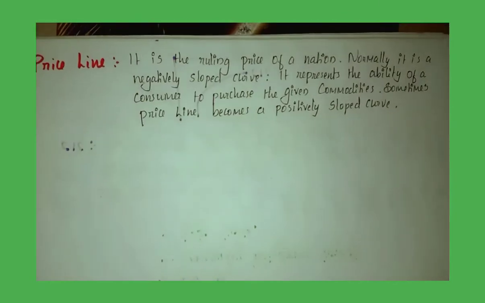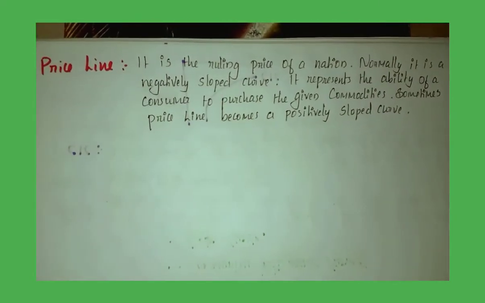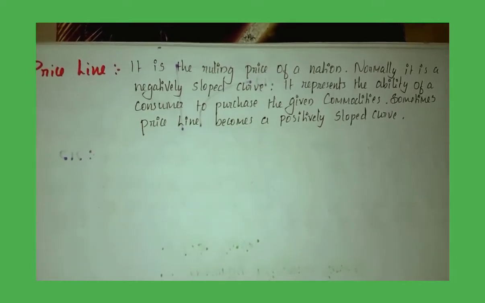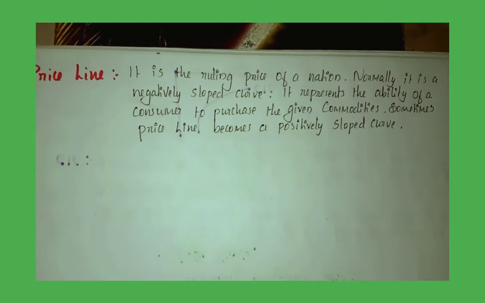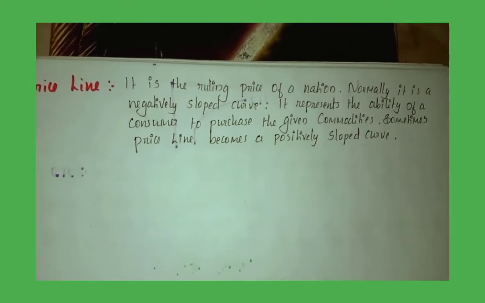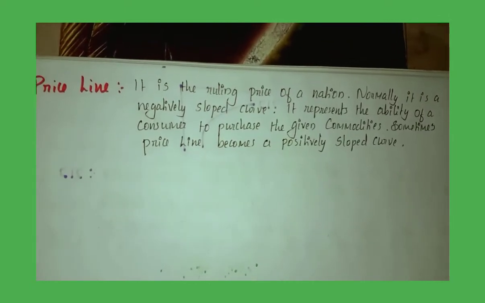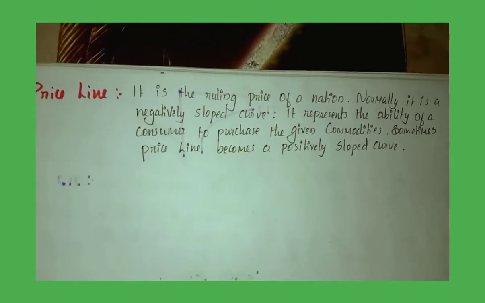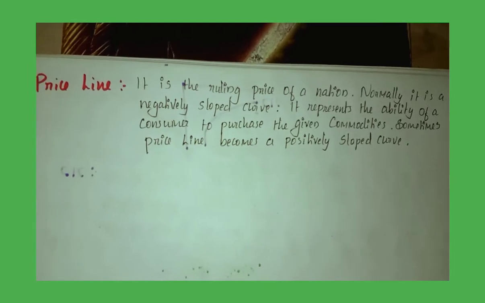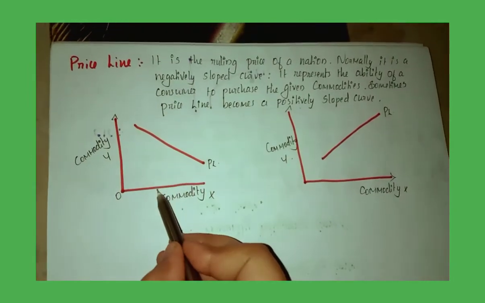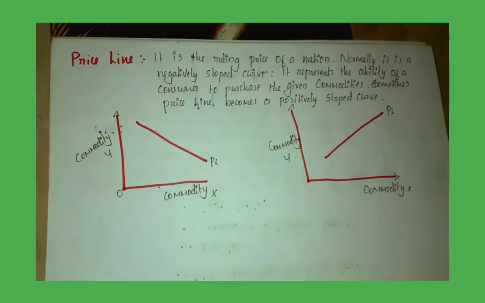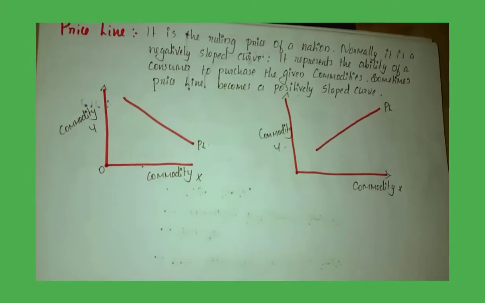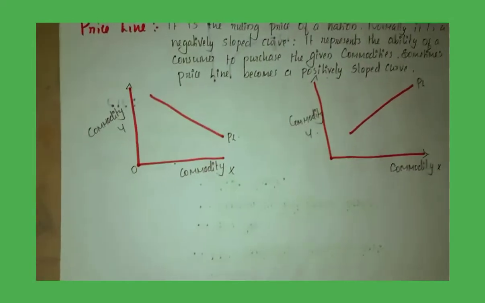The third analytical tool in international economics is the price line. It is the ruling price of a nation. Normally, it is a negatively sloped curve. It represents the ability of a consumer to purchase the given commodities. Sometimes, the price line becomes a positively sloped curve. The first diagram shows the normal price line and the second one is the positively sloped curve that occurs sometimes. This is about the price line.